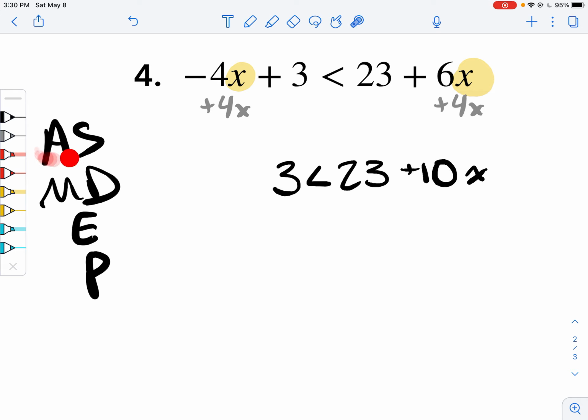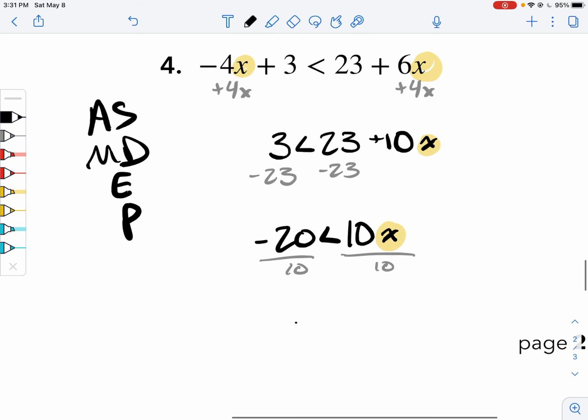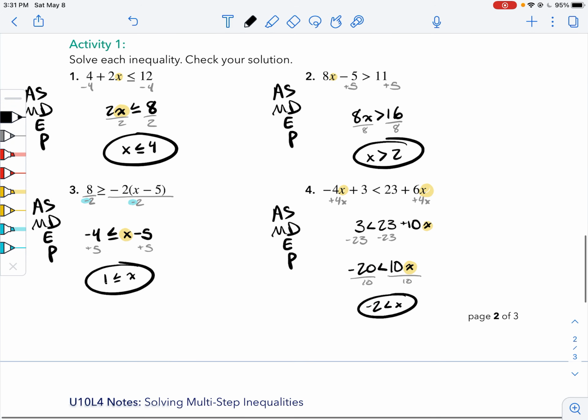Now I go through my list. As asymptote, I can undo some addition and subtraction, giving me that -20 is less than 10x. Now to get this x all by himself, I want to divide by 10. So I get that -2 is less than x. And now we are all set.